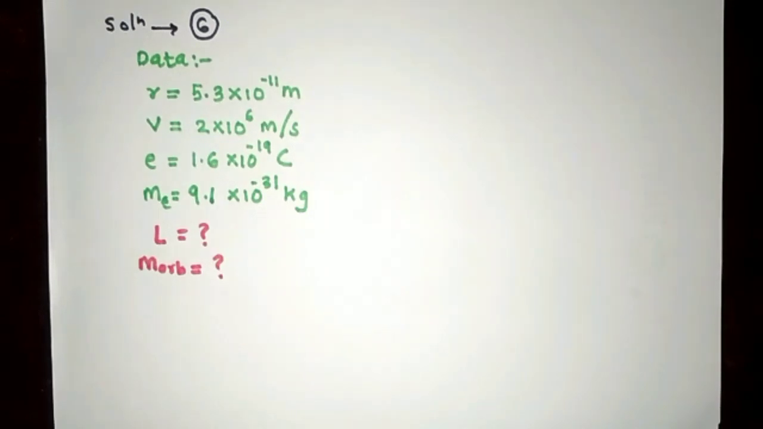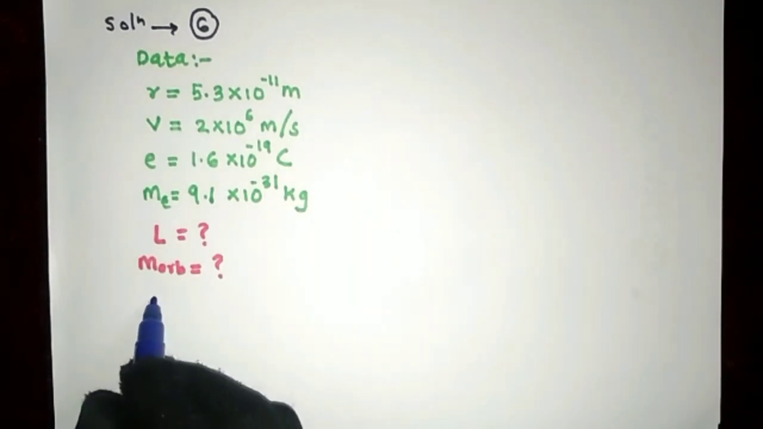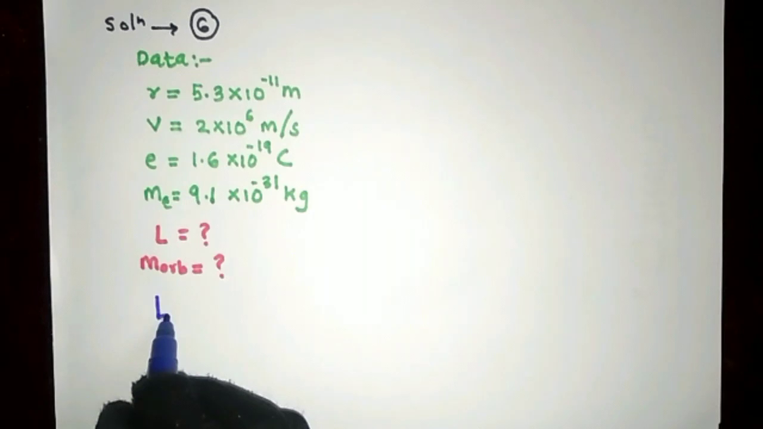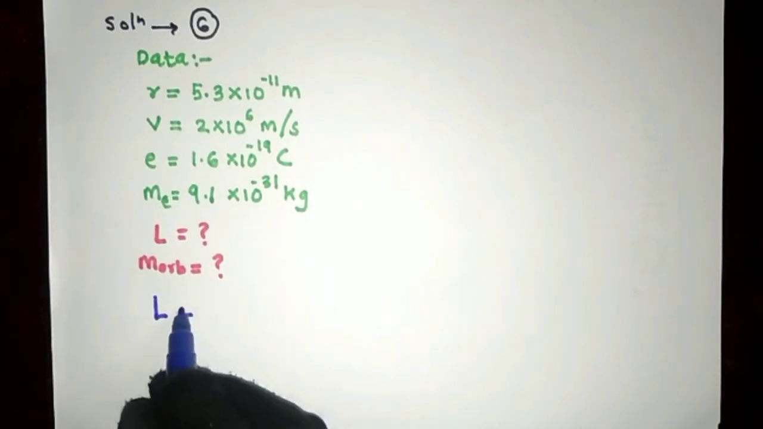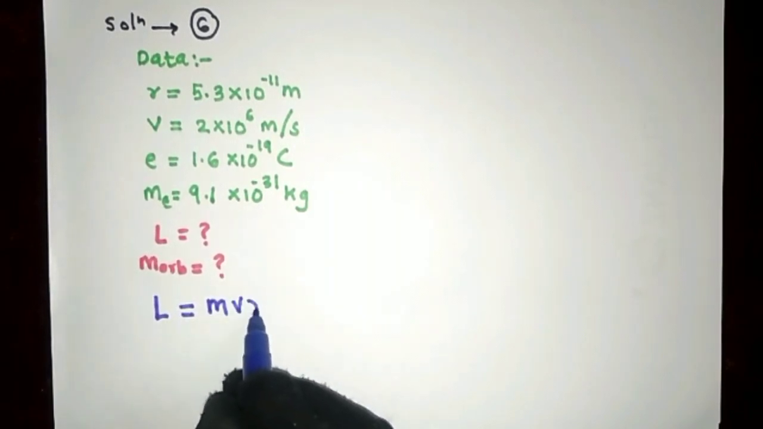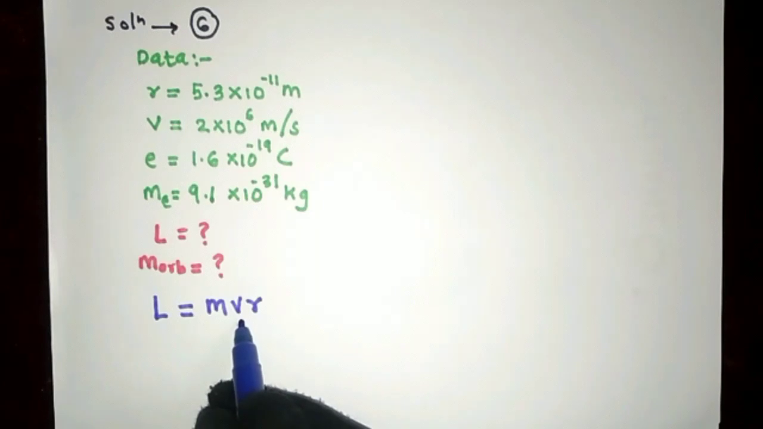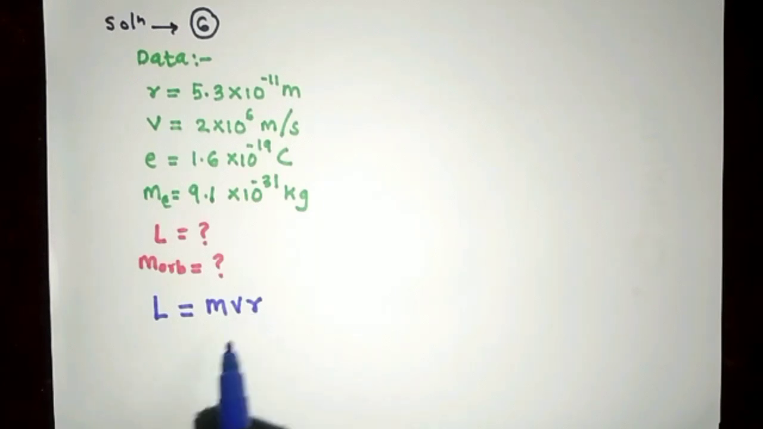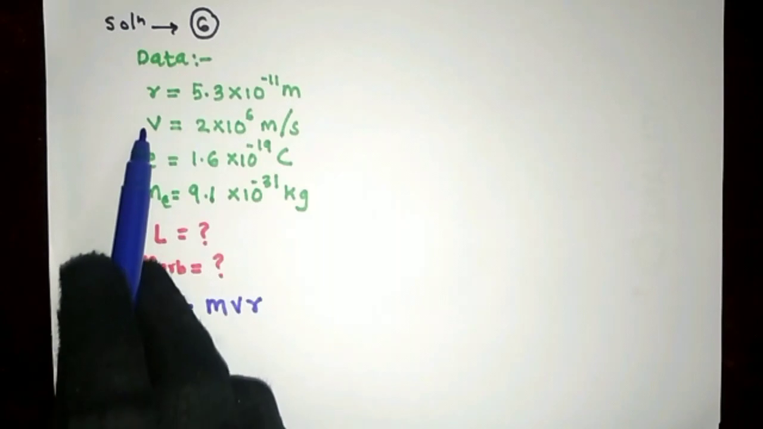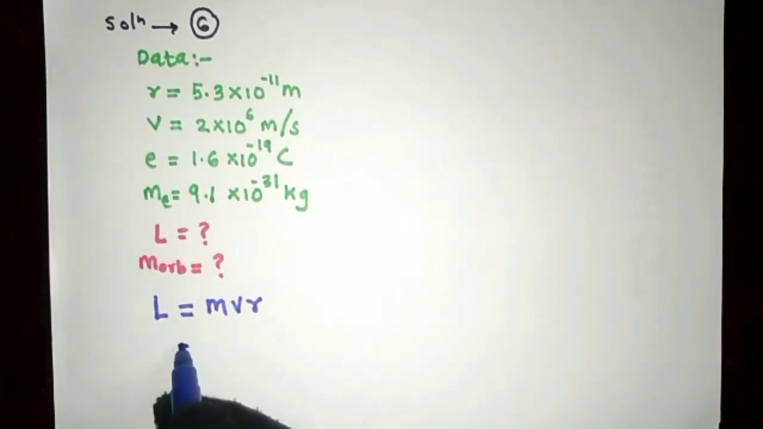Now to find the angular momentum, that is L, the formula is nothing but m v r, that is the mass of the electron, the speed of the electron, and r is the radius. We have m with us, we have v with us, and we have r with us. So we just have to substitute the values.